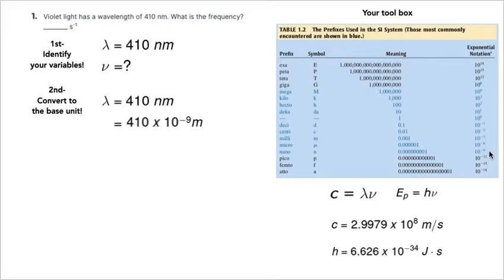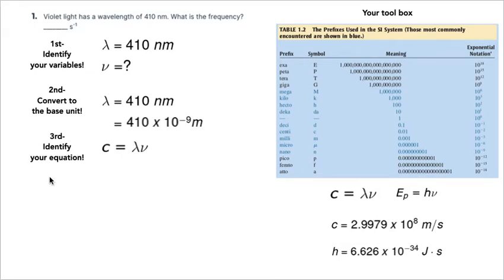What's convenient about converting is that nano means 10 to the negative ninth. All I have to do is substitute in for lowercase n 10 to the negative ninth. And now I have lambda is equal to 410 times 10 to the negative ninth meter. Now I can focus on figuring out the rest of the problem.